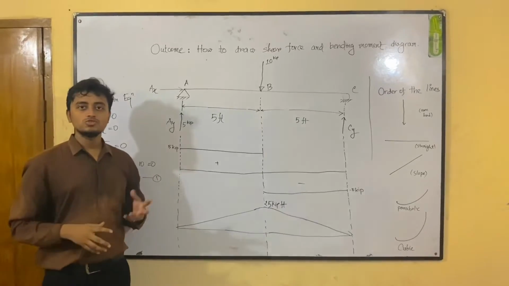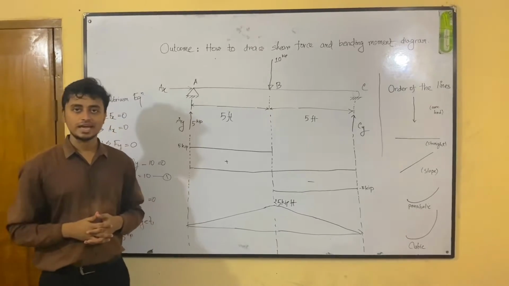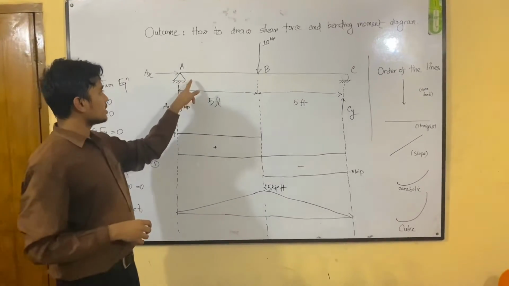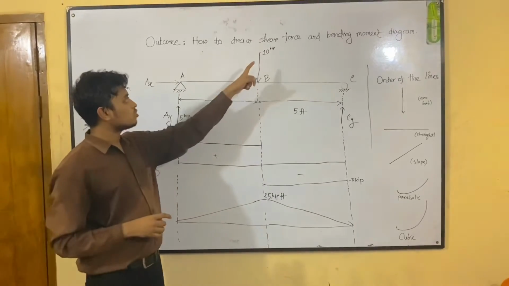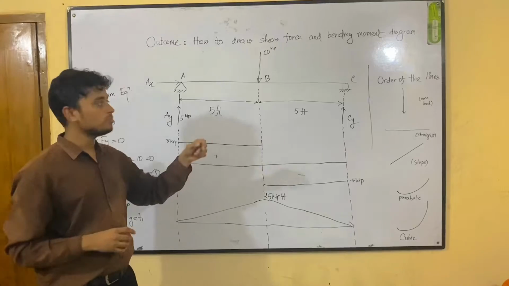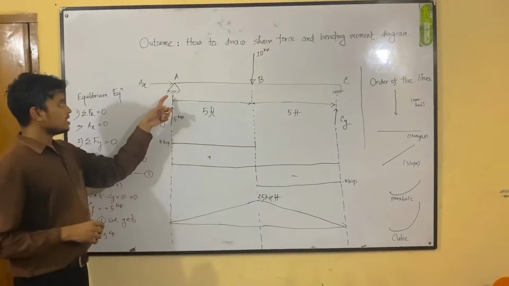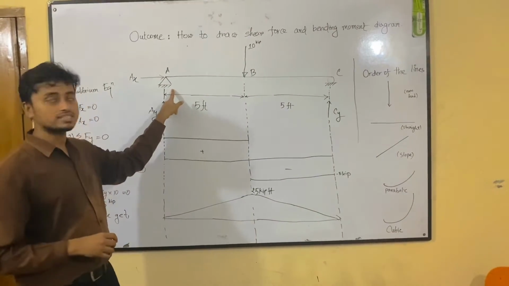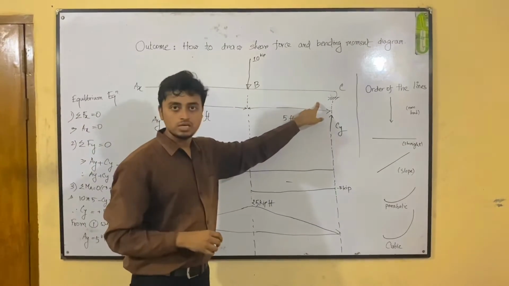Hello everyone. Today we are going to learn about shear force and bending moment diagram. Here we can see that this is a two-dimensional beam ABC. One concentrated load of 10 kg is acting on this beam, and the left support is a hinge support, and the right is a roller support.